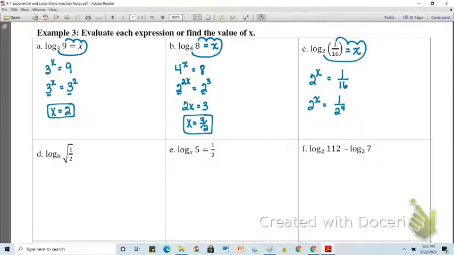Now, how can I move it from the denominator to the numerator? Remember, to do that, all I need to do is change the sign of the exponent. So this becomes 2 to the x equals 2 to the negative 4th. To move a position, I change the sign of the exponent. So making it negative will bring it up to the top. Now my bases are equal, so my exponent is x equals negative 4.